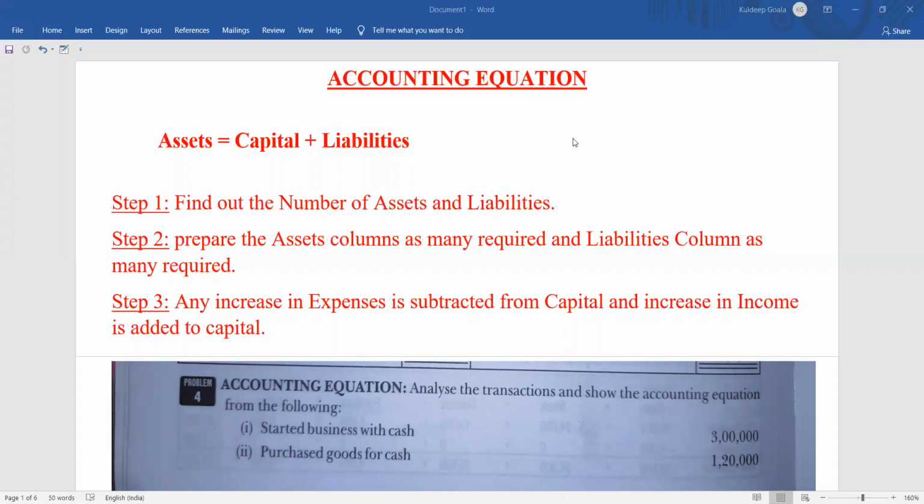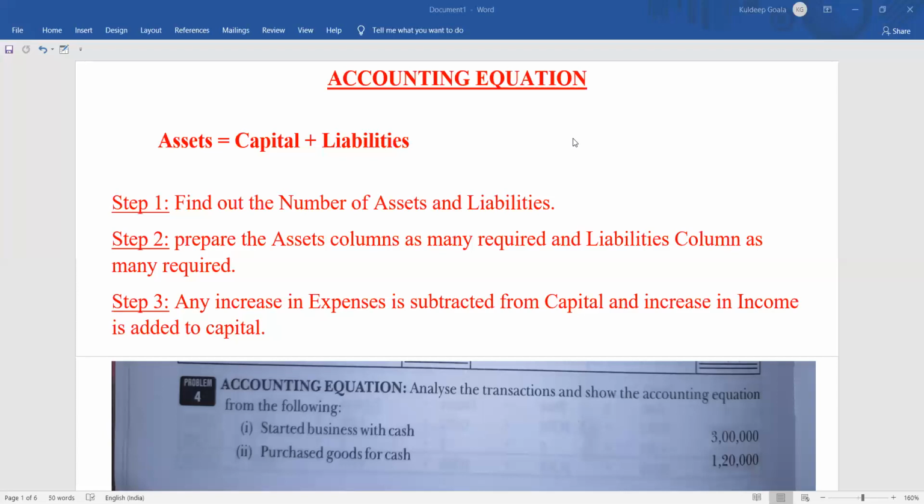It says that whatever assets we have in our business are either formed out of the capital, that is the contribution by the owner, or are contributed by outsiders, in the form of loans, or suppliers, right? Or even other liabilities like outstanding expenses. Okay, so the composition of all these will give you the liabilities.